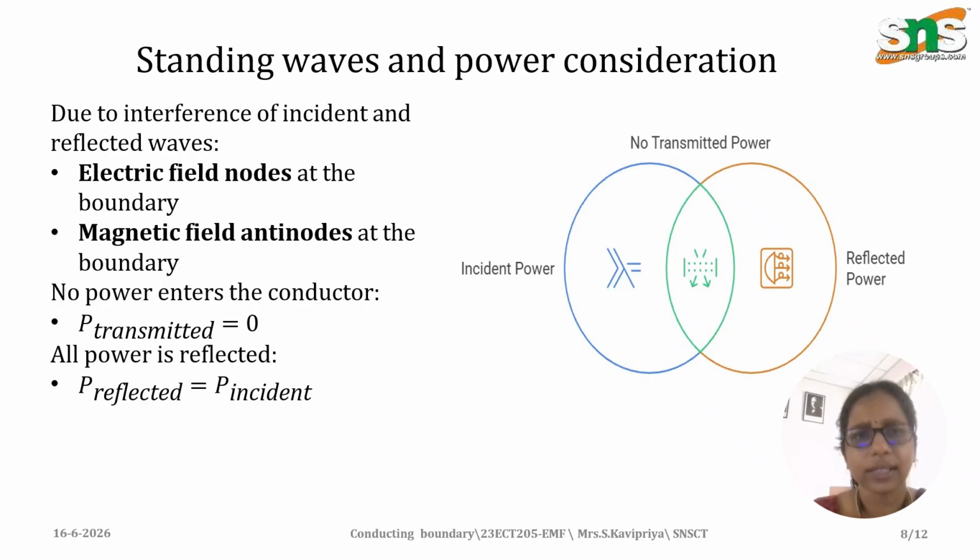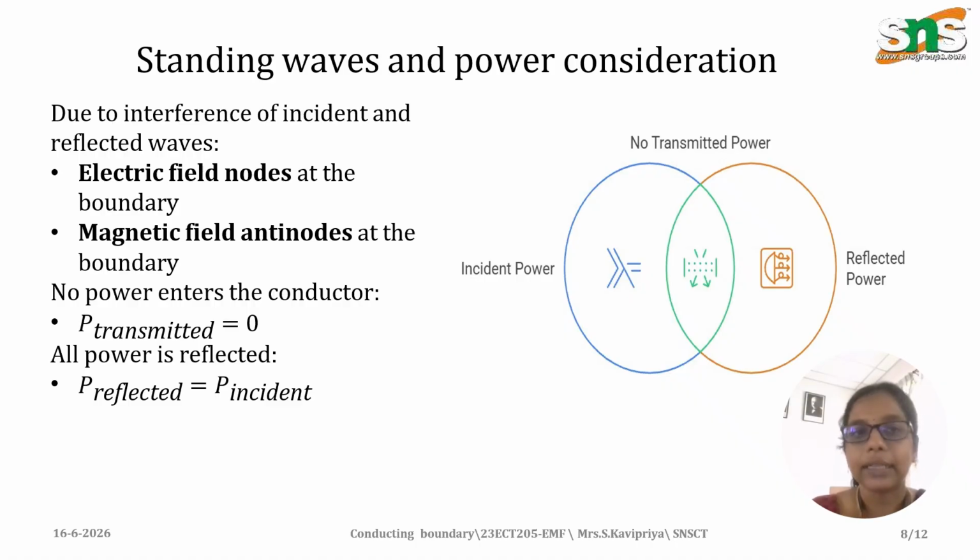And next one, what is a standing wave and what is the power consideration in case of the perfect conductor? The standing wave occurs in medium 1 when there is an interference between the incident wave and the reflected wave. Electric field nodes will be created at the boundary, and in case of the magnetic field, antinodes will be created.